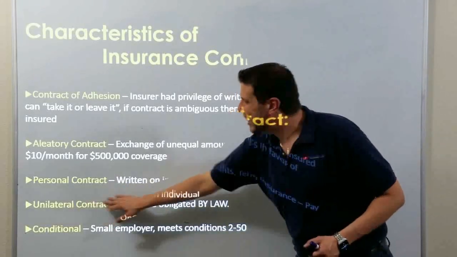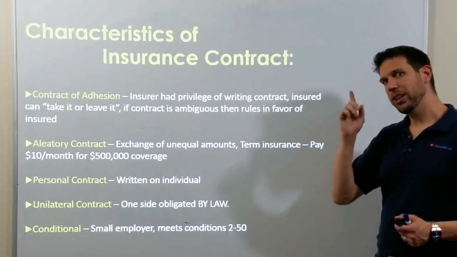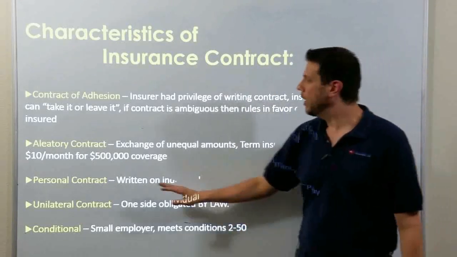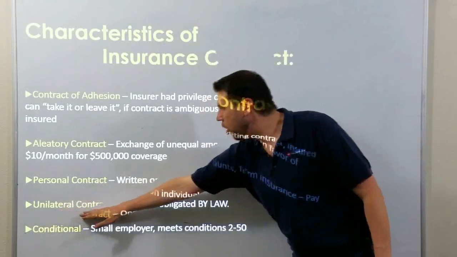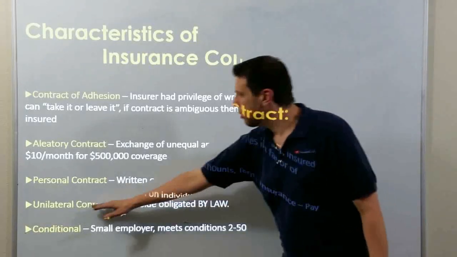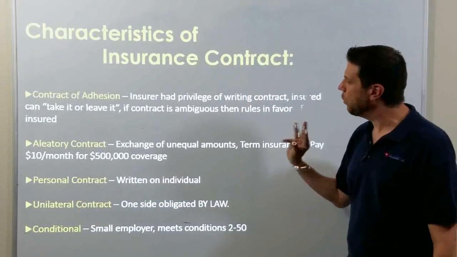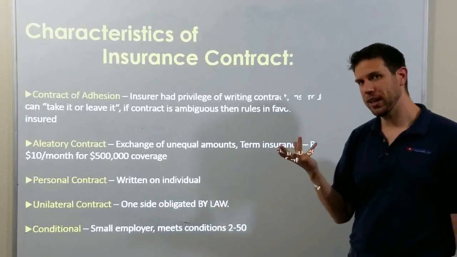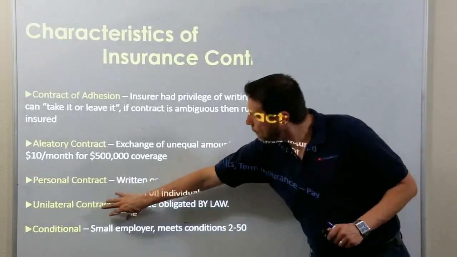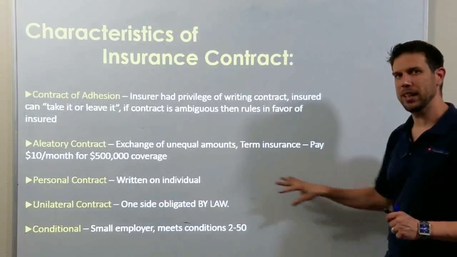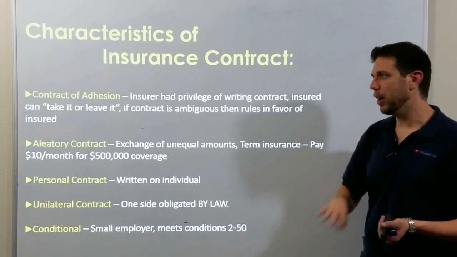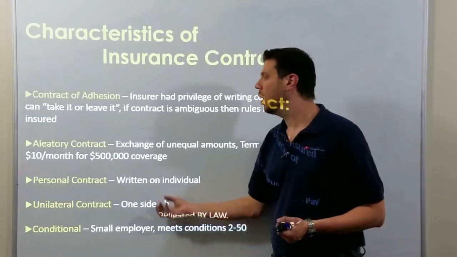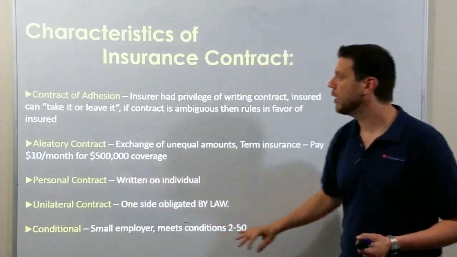Insurance contracts are also unilateral in nature. There's only one wheel on a unicycle, so therefore uni means one. The way I remember this is it's a unilateral contract. Unilateral contracts mean that only one party is obligated by law to uphold the contract. The insurance companies must follow all of the rules in the contract. You can cancel whenever you want, but they can't cancel you. So the insurer is required by law in a unilateral contract to follow it.